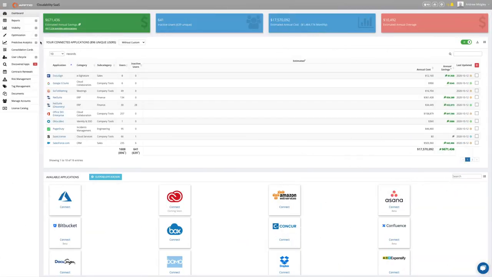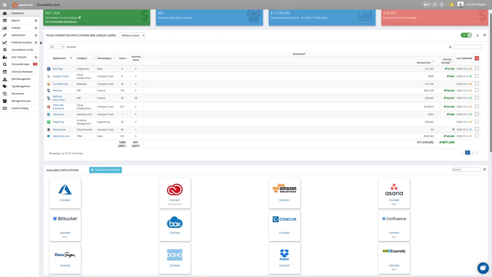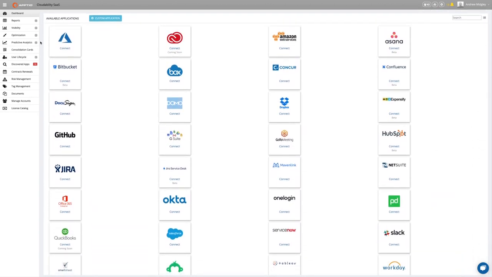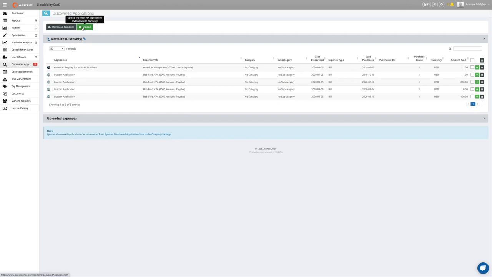Cloudability SaaS solves this challenge. It starts by discovering what SaaS products you are paying for organization-wide. The platform collects this information through a combination of aggregating usage data from your SSO provider, by connecting directly to public APIs for each SaaS product, and through integration with your expense management systems.